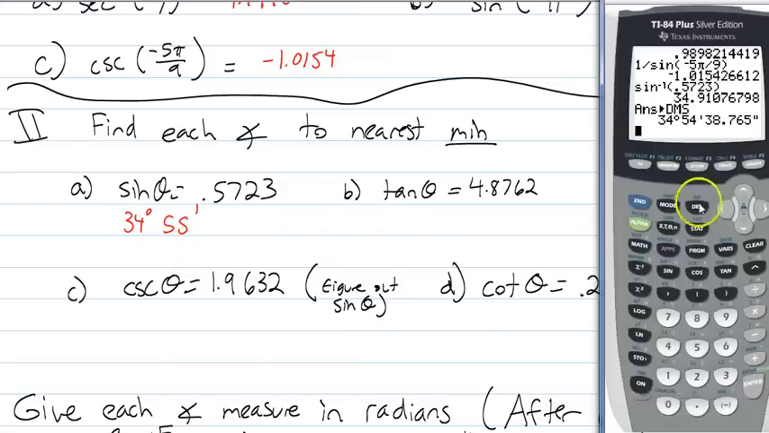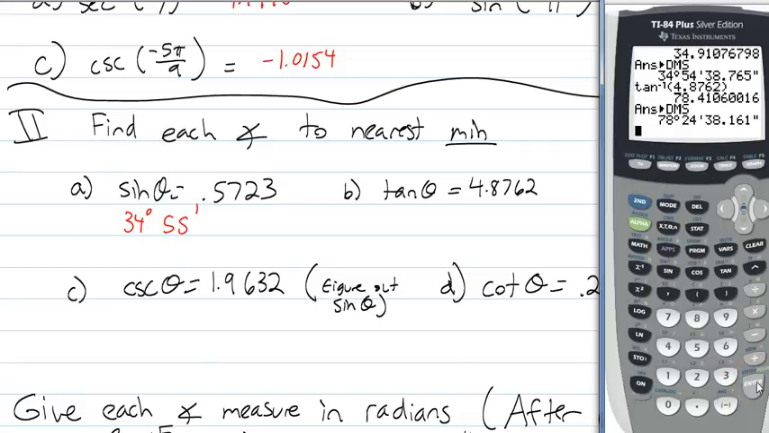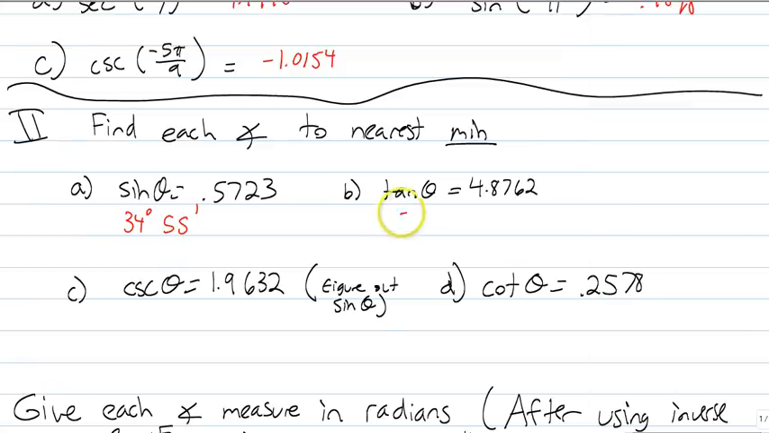Okay. Now let's do tangent. So tan inverse of 4.8762. It's probably closer to 90. Yep, 78 degrees. Second angle number 4 to get DMS. Let's look at this one. Again, 78 degrees, 24 minutes, 38 seconds. To round to the nearest minute, 38 is bigger than 30. So 30 and above, you round up for these, not 50. So there should be 78 degrees, 25 minutes.